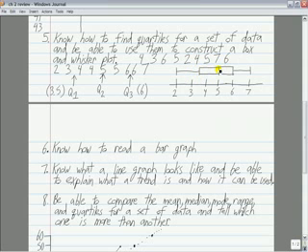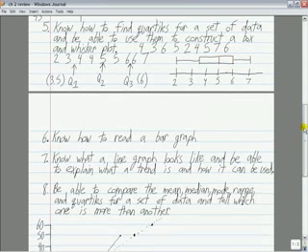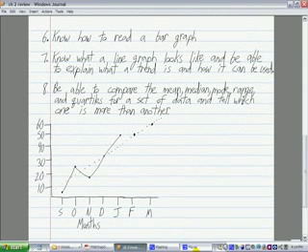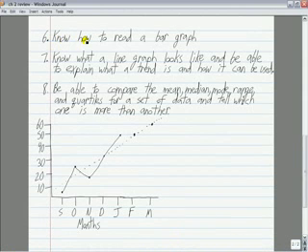You need to know how to read a bar graph, and bar graphs are typically drawn something like this, where I would have maybe some months of the year, and then I would have bars representing numerical values for each month. The height of the bar determines what the numerical value is. In this case, each line represents 10.